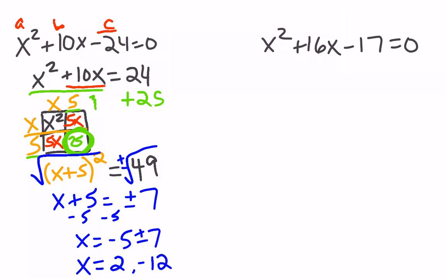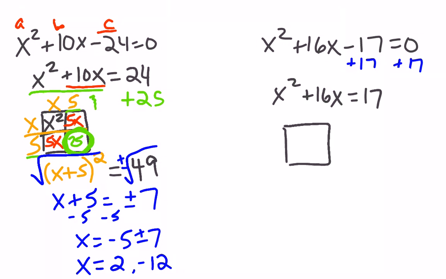So looking at the next one, if I want to solve by completing the square, we're going to move our c term. So I'm going to add the 17 to both sides. x squared plus 16x equals 17. Now I'm going to draw my box. I always put the x squared on top, and for these it should always just be x squared. Then I'm going to split 16x in half, so that would be 8x, 8x.